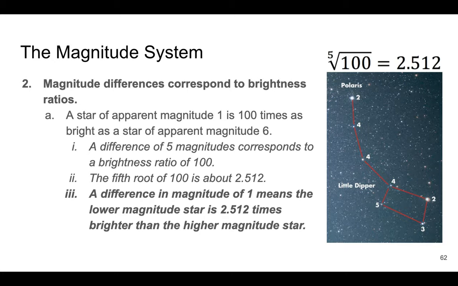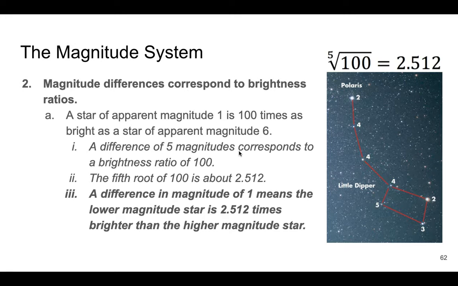So the magnitude differences, it's all based on the number 100 and the fifth root of 100. It turns out that a magnitude 1 star, a very bright star, is about 100 times as bright as the dimmest star you can see with your naked eye. So first magnitude is about 100 times brighter than a 6th magnitude. So every difference in between corresponds to a fifth root of 100. And the fifth root of 100 is about 2.512.